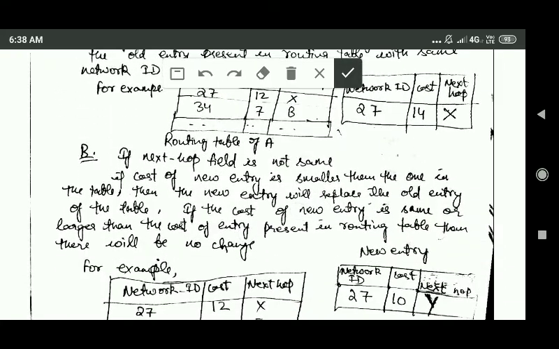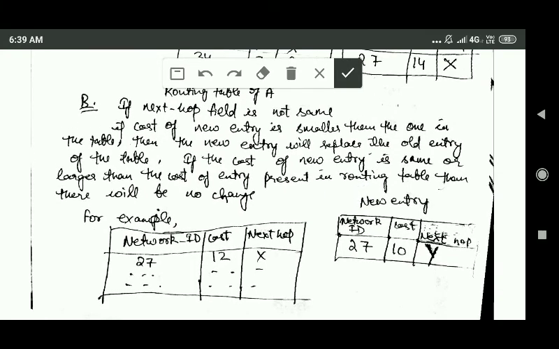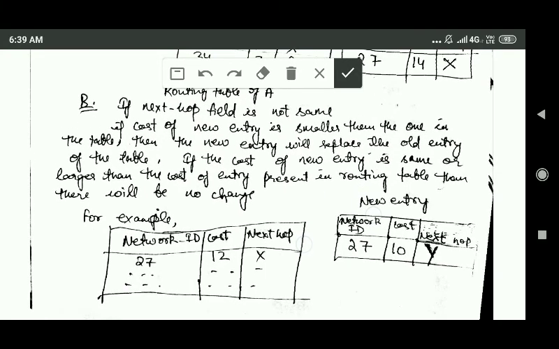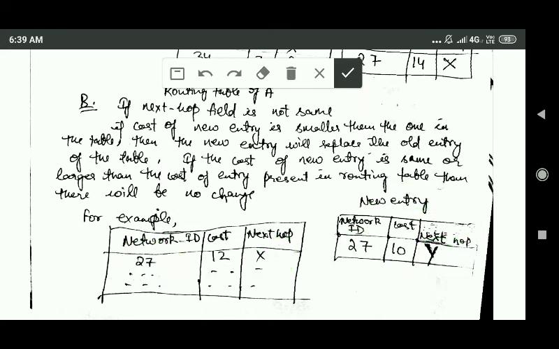Now another case is, if the network ID is the same but the next hop field is not the same, then what will happen? Then we will compare the cost. Now see this entry in the routing table, and this is the new entry which is formed. In this new entry, the network ID is the same as the network ID of an entry present in the routing table, but the next hop field is different. Then we will compare the cost. Here the cost is 12, here the cost is 10.